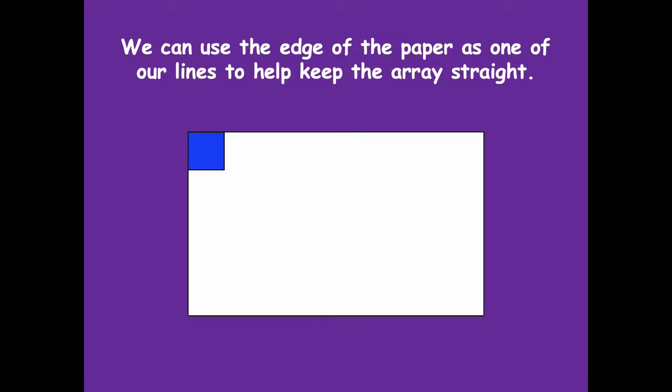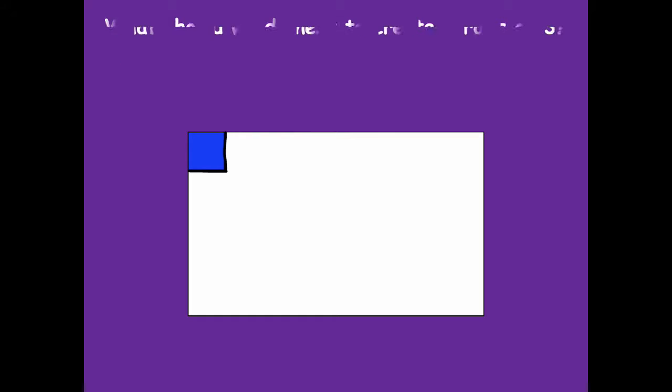We can use the edge of the paper as one of our lines to help keep the array straight. So we're not going to have to draw a line on the very top or on the left-hand side, because our paper is going to represent the line for us. So here we can draw. All right, now we have our 2 sides.